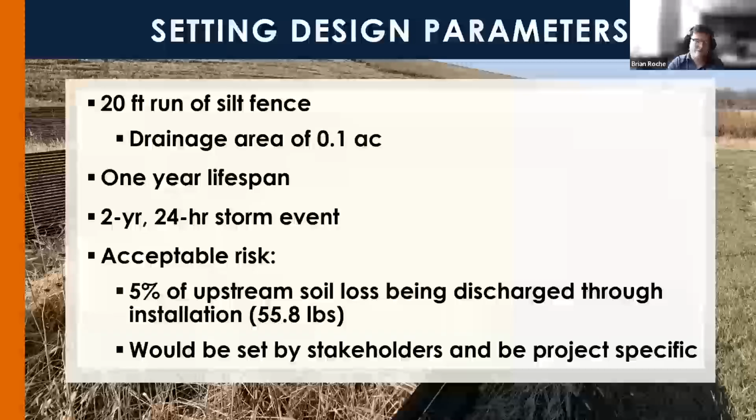And then an acceptable risk. For this example, we're using 5% of upstream soil loss from that storm being discharged through the installation, which would be about 56 pounds, but that value would need to be set by project stakeholders.